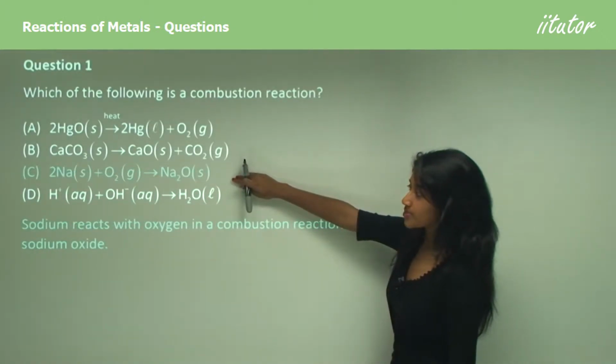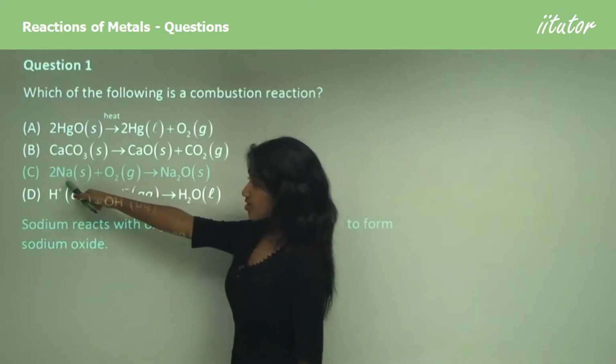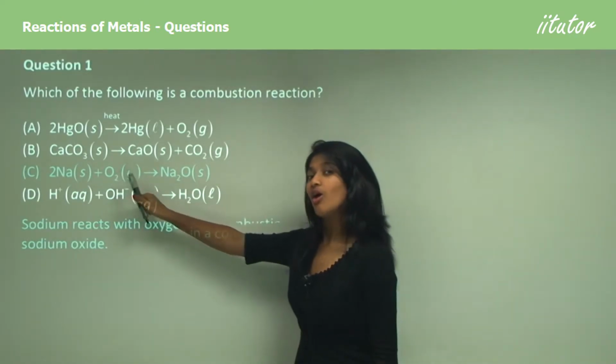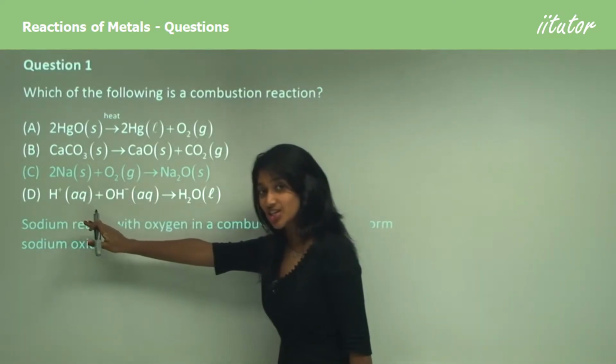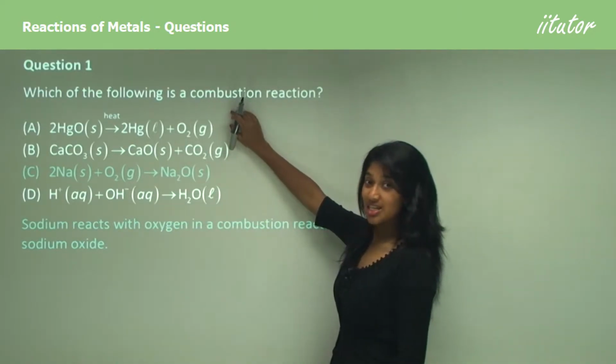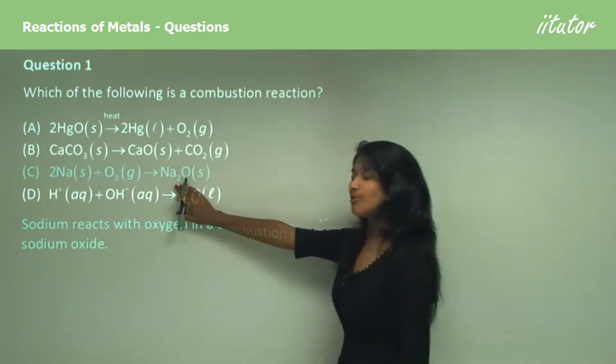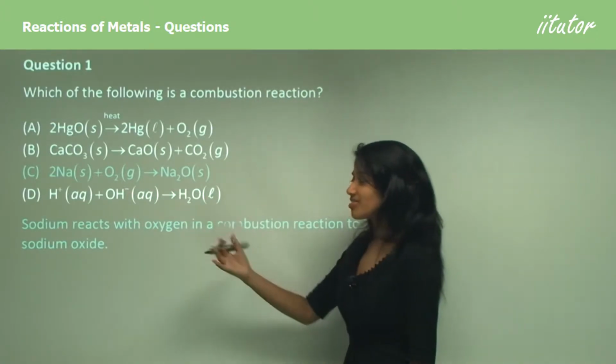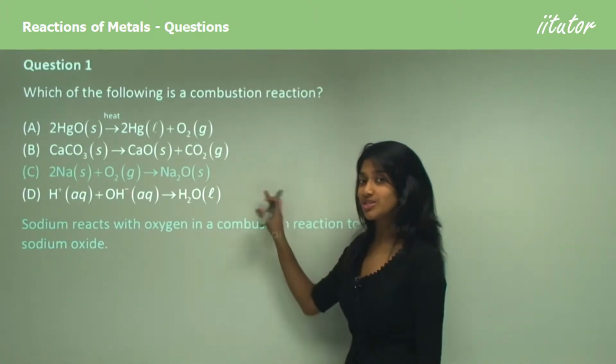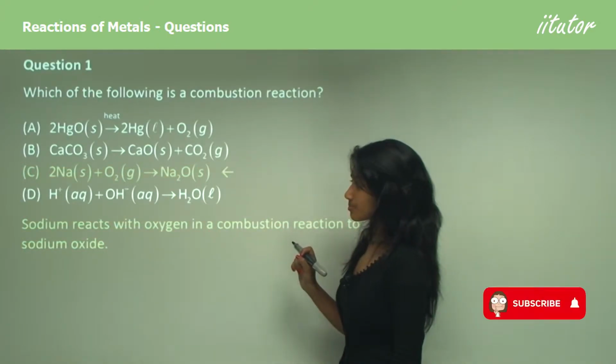And we're moving to option C, where we have sodium reacting with oxygen. Now, when something is reacting with oxygen, that's when combustion is happening. So when sodium is reacting with oxygen to form sodium oxide, now that's a combustion reaction. So option C is the answer.